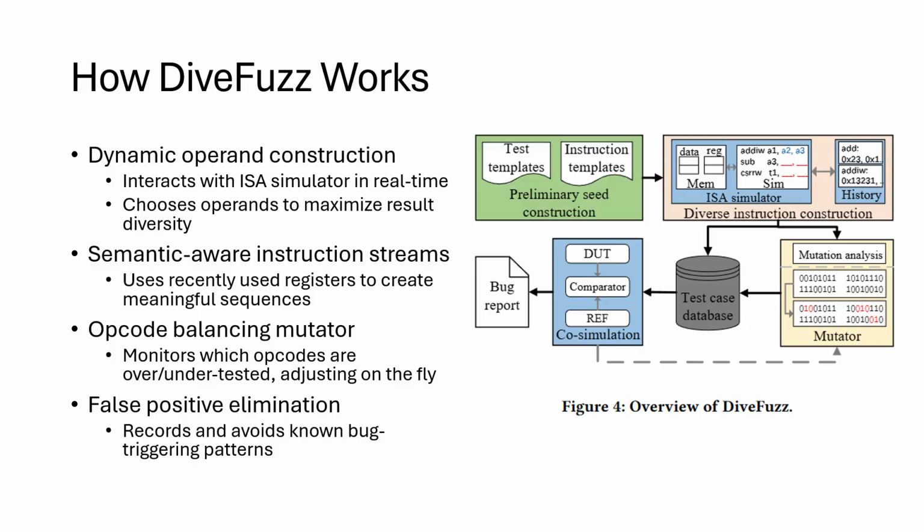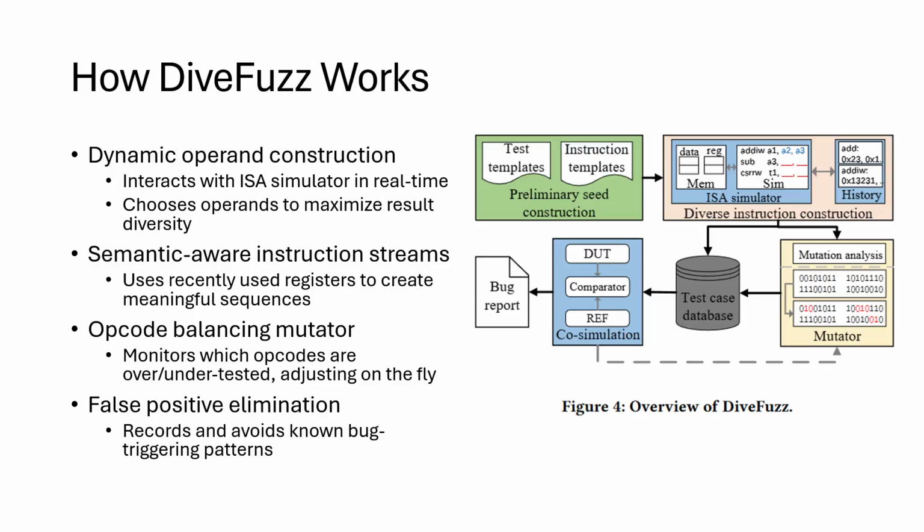Thirdly is the opcode balancing mutator. So this is similar to the diverse instruction construction, but now we want to actually balance out the opcodes. So if addition is getting all of the attention, it'll start putting fewer addition instructions into the mutator and might test more multiply instructions or more shift left instructions, for example.